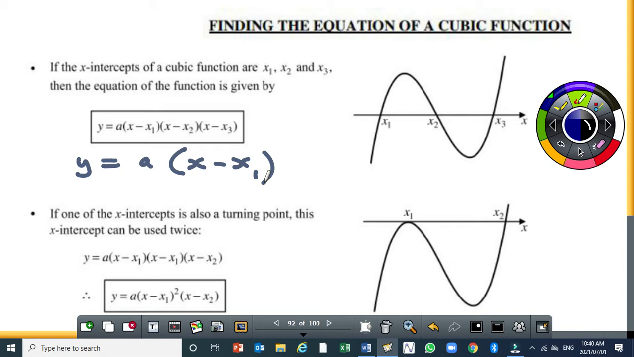The shape. This x here, it's an x value on the graph, which corresponds to this y value. So this x and that y, they correspond to each other. This x1 here, it's an x-intercept times x minus x2. Okay?